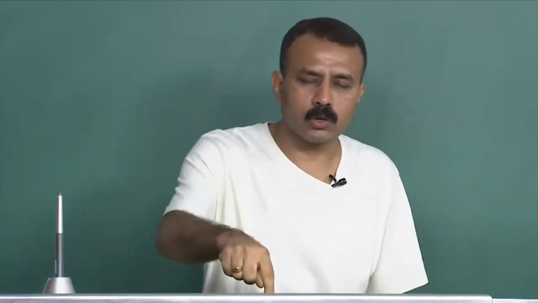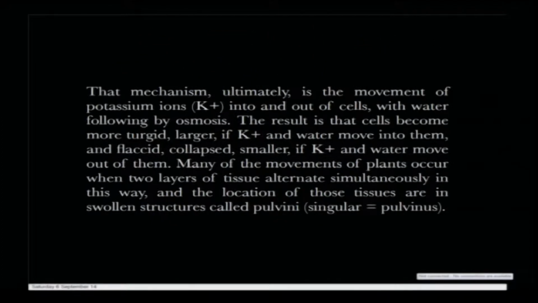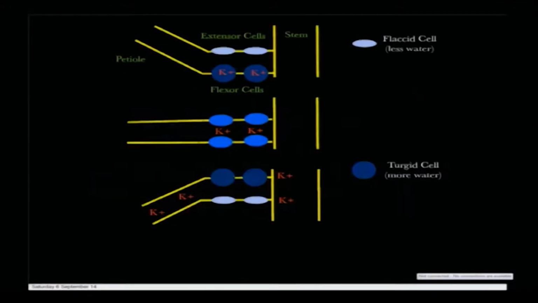So, say for example, if you could place an electrode somewhere out here between the extensor and the flexor cell. There are two kinds of cells you have to realize here: an extensor cell and a flexor cell. If you see this picture very carefully, you will see both the cells are given there. And that is what is meant by two kinds of tissues. Many of the movements of plants occur when two layers of tissue alternate simultaneously. So, if you could put an electrode out here, you should be able to record the electrical current which is being generated by the ionic flux of the potassium or any other ions involved in it.